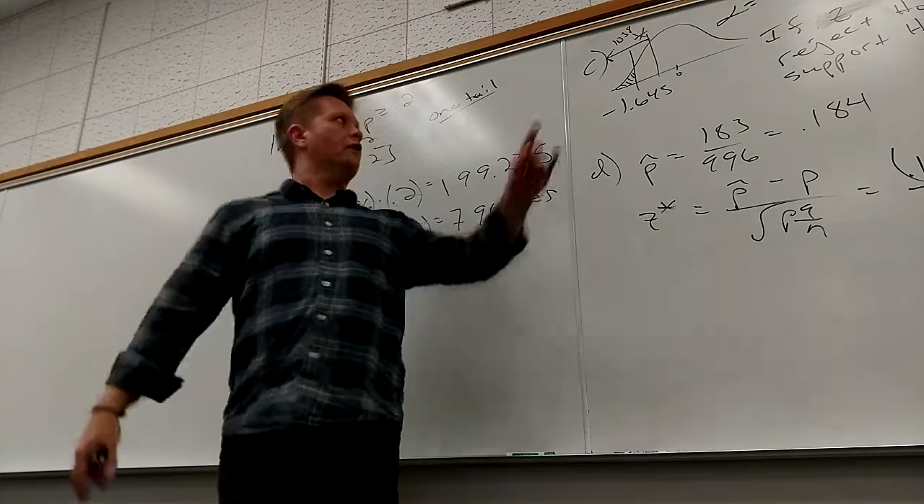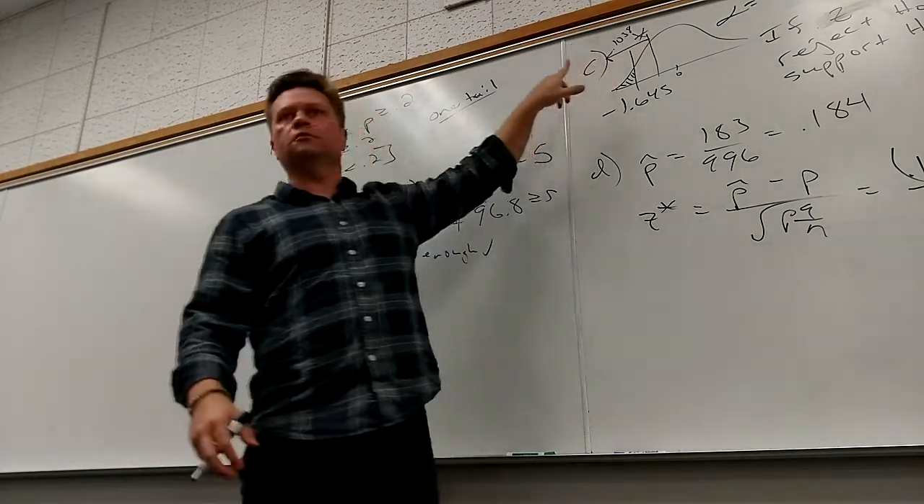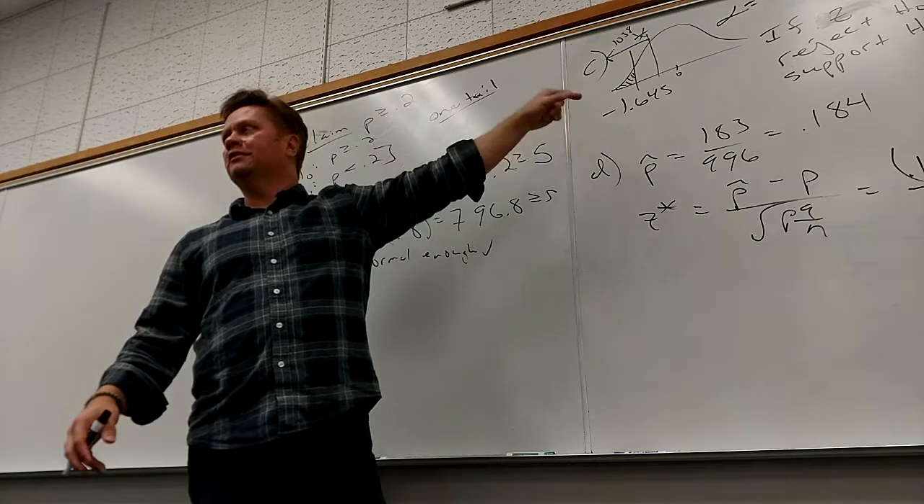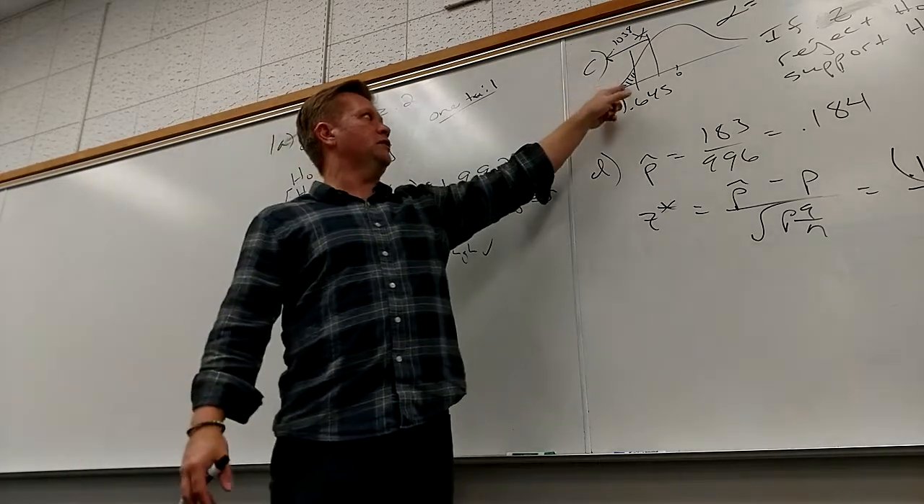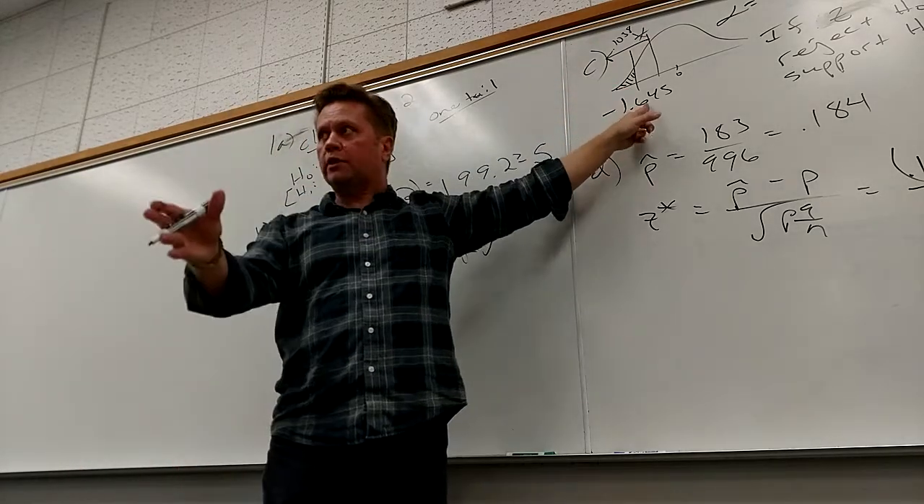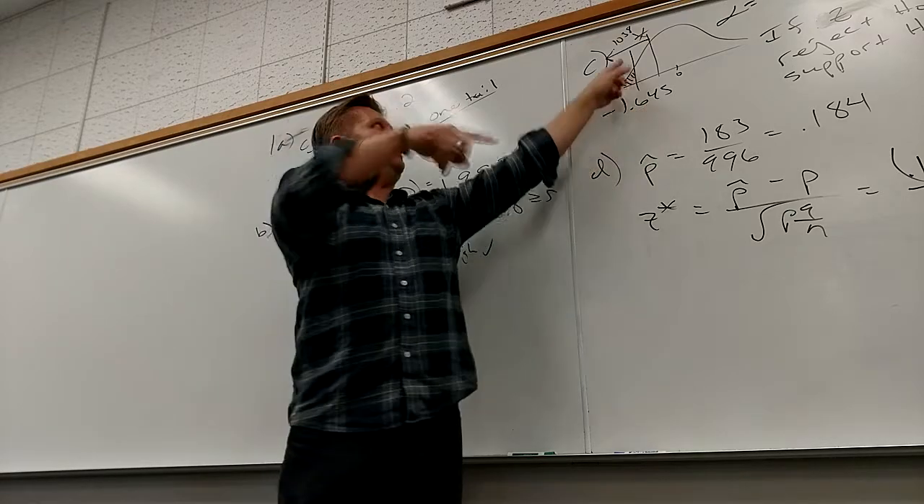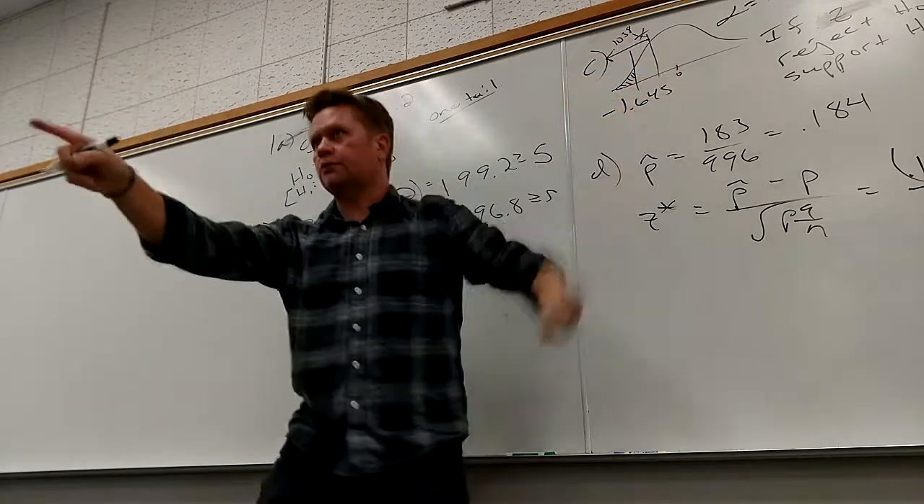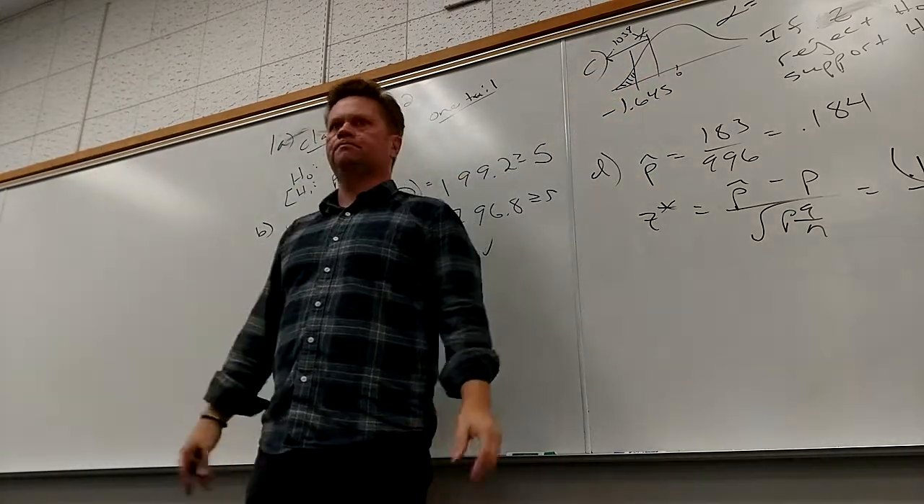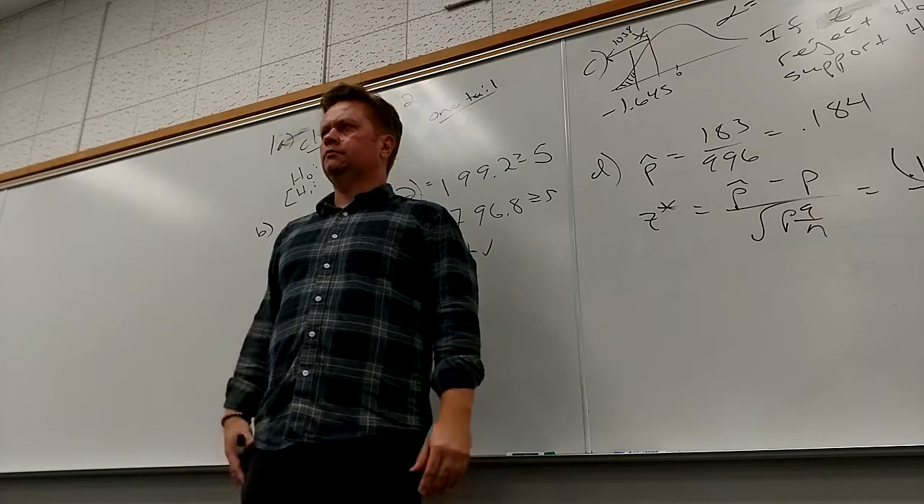What's alpha? Where's alpha in this picture? The shaded area. It's the area in the tail that the benchmark z-score makes. The p-value is the area in the tail that your z-score makes. That's it.